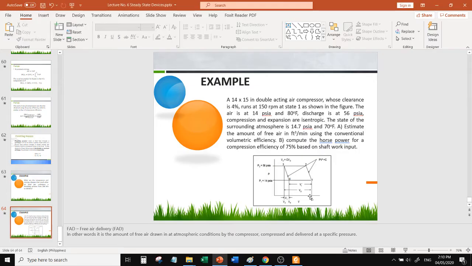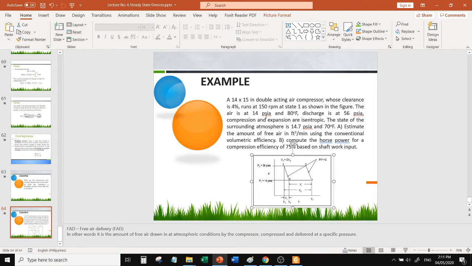Hello! For this video, we will answer this problem. A 14 by 15-inch double-acting air compressor whose clearance is 4% runs at 150 RPM at state 1, as shown in the figure.